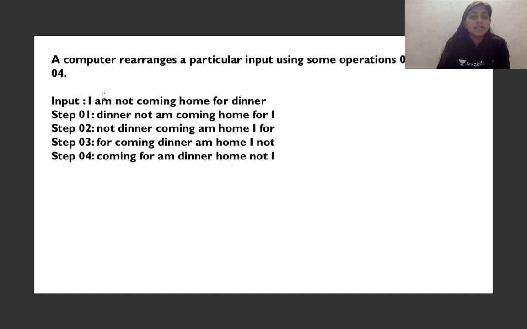Next, what happened is even am and not have swapped. So second and third element have also swapped places. After that, coming home for is as it is. Right? Coming home for is as it is.